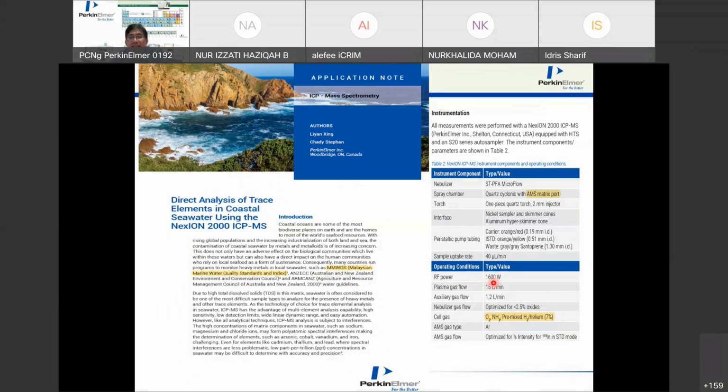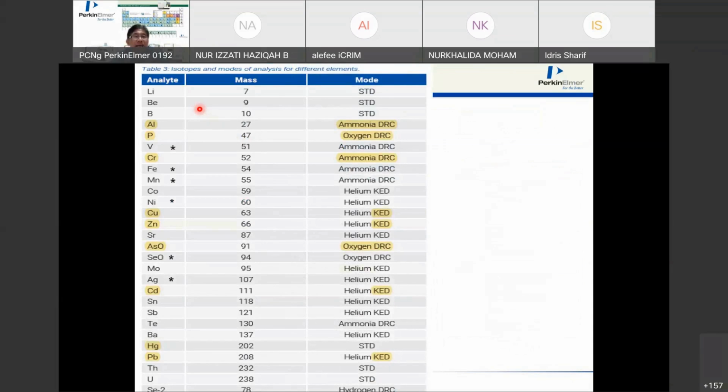MMWQS. So we are analyzing it, and because this sample is so complex, we need to use triple quadrupole ICP-MS. It is capable of using oxygen and ammonia to do the analysis, because looking into the marine water, there are these elements. Some elements need to use ammonia. Some elements need to use oxygen.